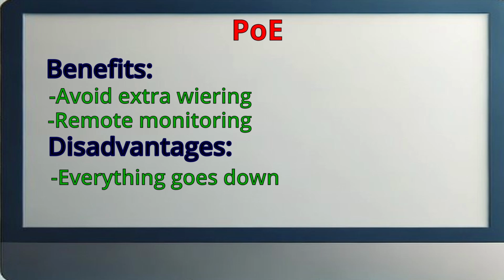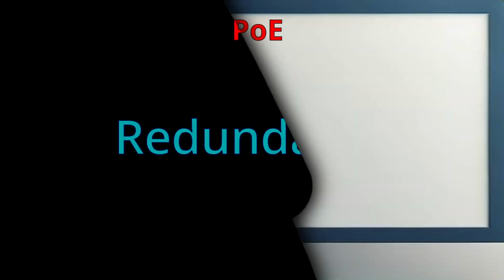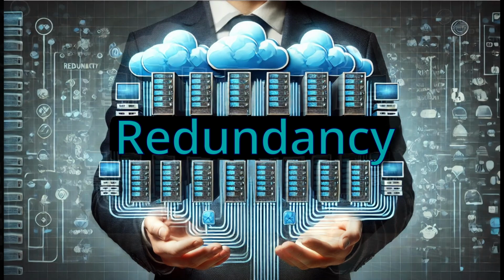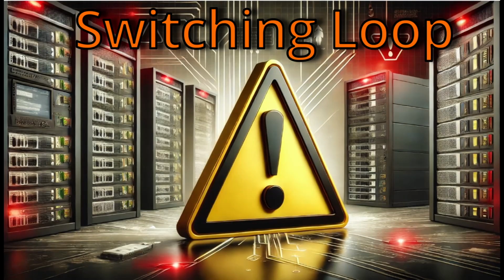An important component to keeping your network up and running is having redundancies in your connections so that if one goes down, the network can continue without interruption. The danger of redundancy is that it can create a switching loop. Let's look at how this happens.